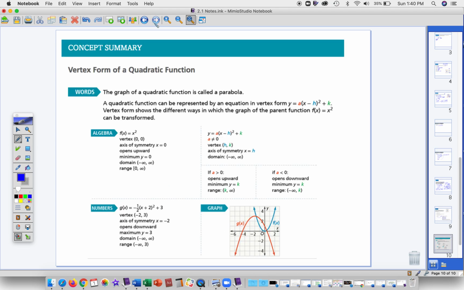Okay. Lastly, we have a concept summary. So I'd like you to read through this, make sure all of this makes sense. Just skim over it real quickly. Make sure everything makes sense. If you have any questions, put a little star next to something or highlight it, and ask about it in class. But everything at this point that you're seeing, you should be very comfortable with.